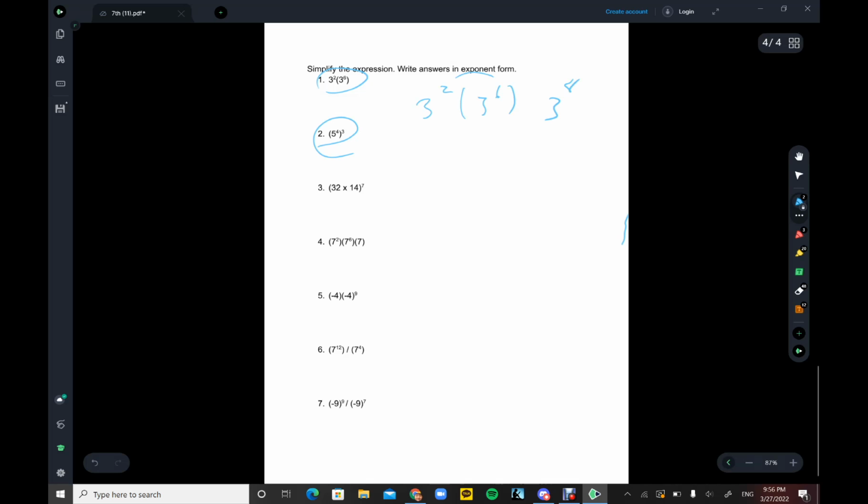For this one though, if there is no base, if it shows like this, then you would just multiply the exponents. So you get 5 times 4 times 3 from that, and then you get 5 to the 12th power.